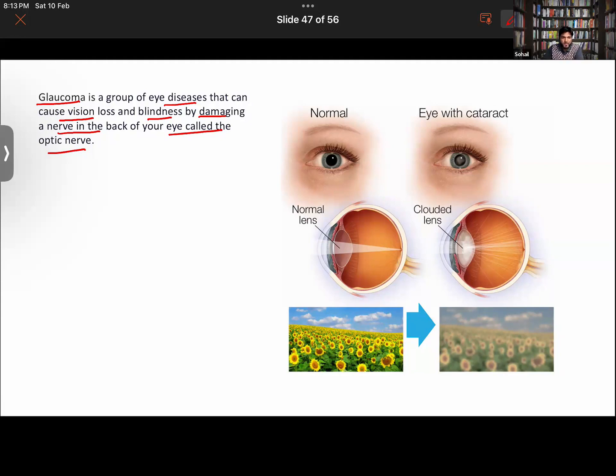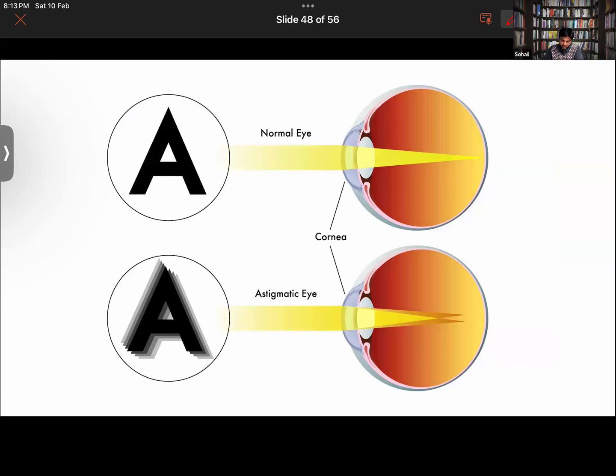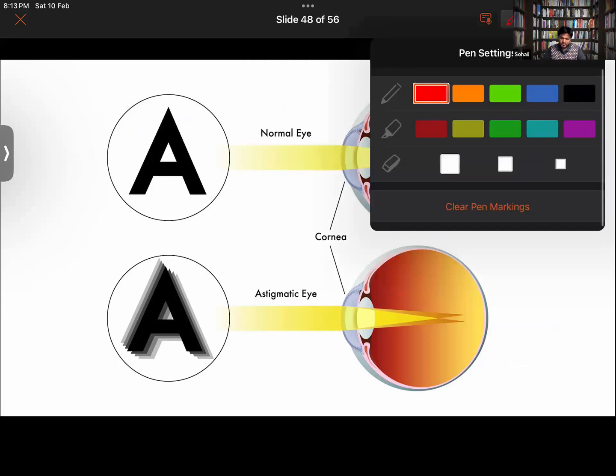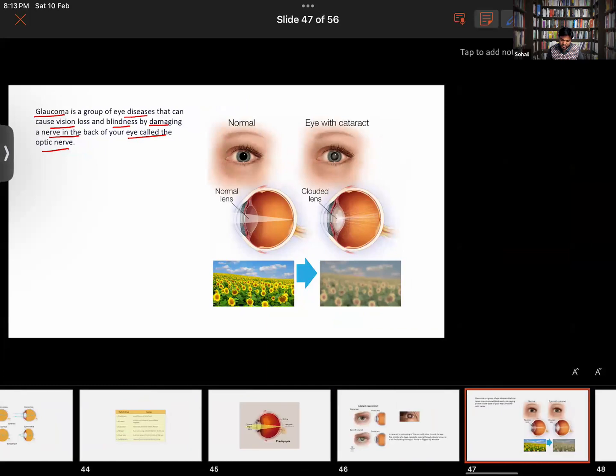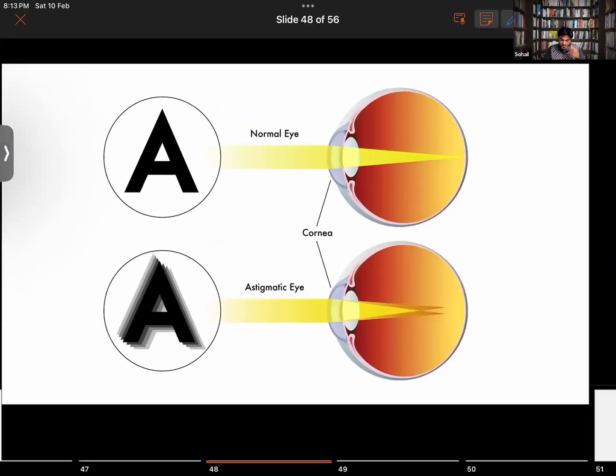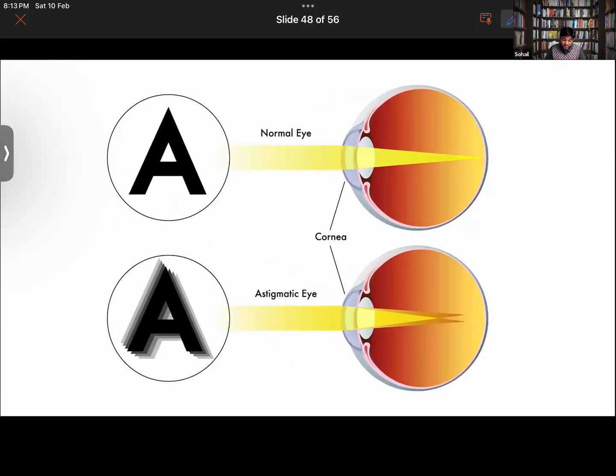So I hope it is clear. Then there is one more thing, that was astigmatism. So see, in astigmatism, if you look at the image here, that is the vision of a normal eye, and that is the vision of an astigmatic eye. If multiple focuses are observed, so the image is focused multiple times, then that will give you a view of multiple objects.